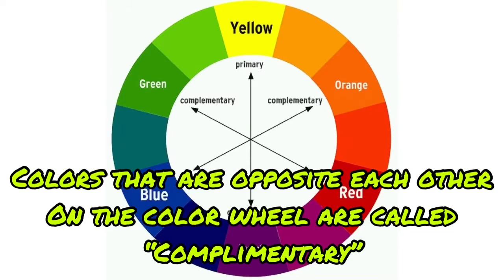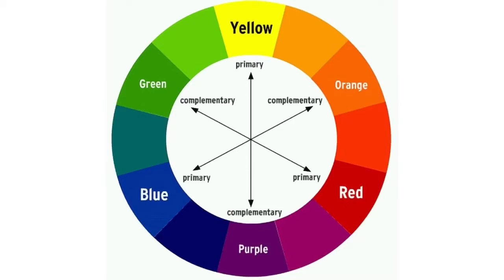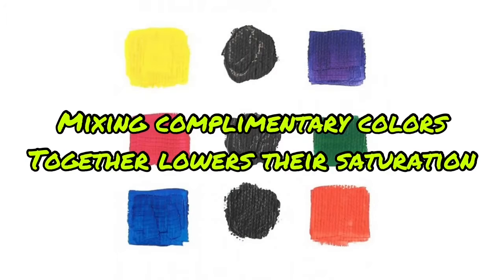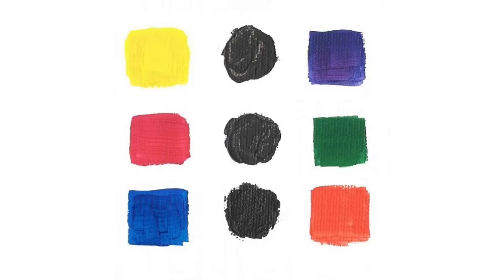Colors that are opposite each other on the color wheel are called complementary. Mixing complementary colors together lowers their saturation.